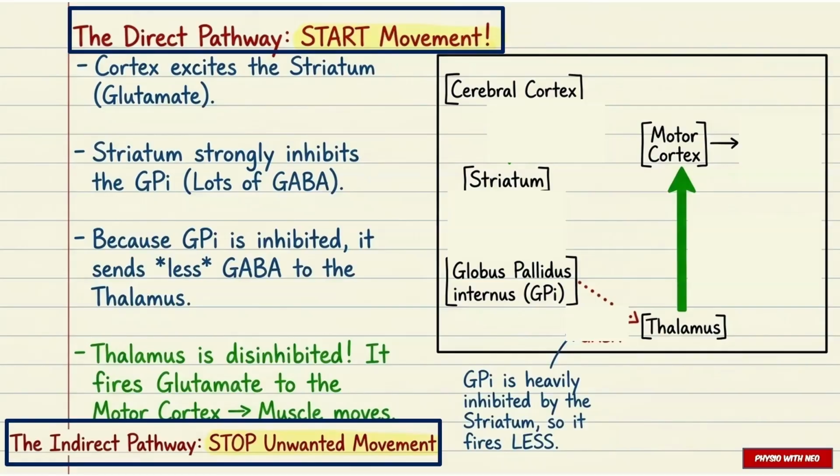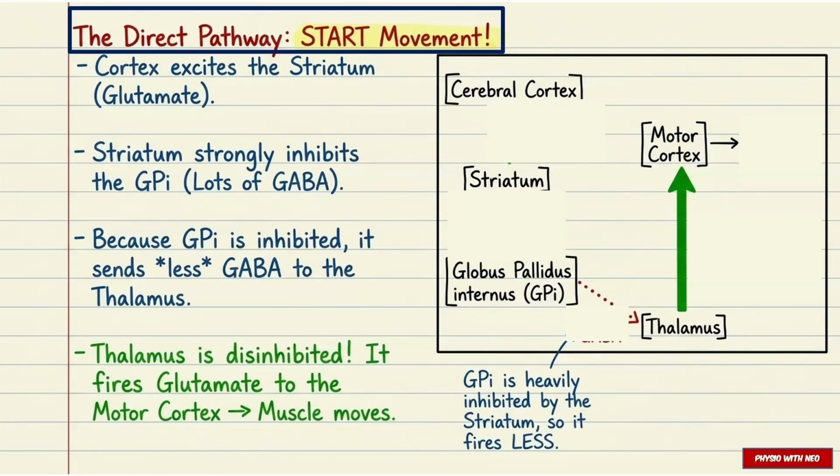Everything else revolves around these two principles. Now let's understand the direct pathway, which is one of the most important university questions. Remember one golden line: direct pathway facilitates movement. Think of it as a go pathway. Let's follow the sequence step by step.